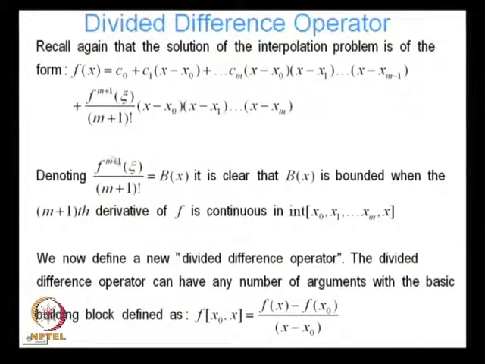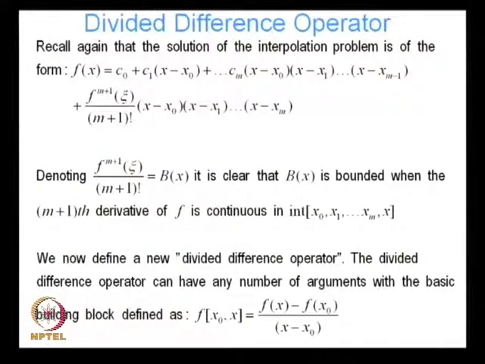So if we denote this term by b of x, it is clear that b of x is bounded when the m plus 1th derivative of f is continuous in this interval, right. Since this involves the m plus 1th derivative, and if the m plus 1th derivative is continuous in that interval, it has to be bounded. Continuous means that the function values cannot become unbounded, it has to grow smoothly, right. So b of x is bounded in that interval, so that means that the error term is also bounded, right.